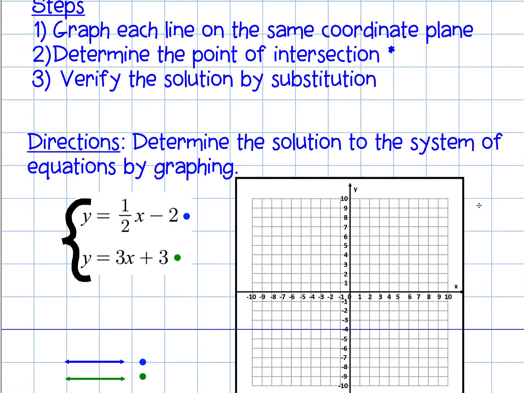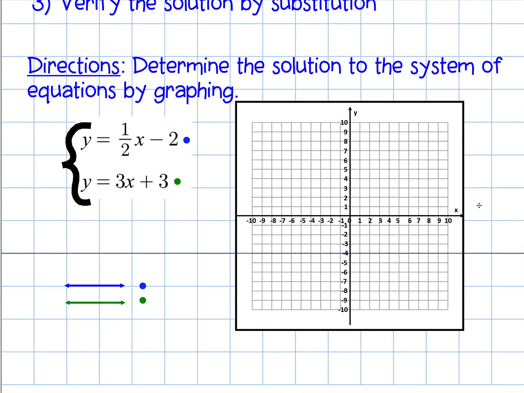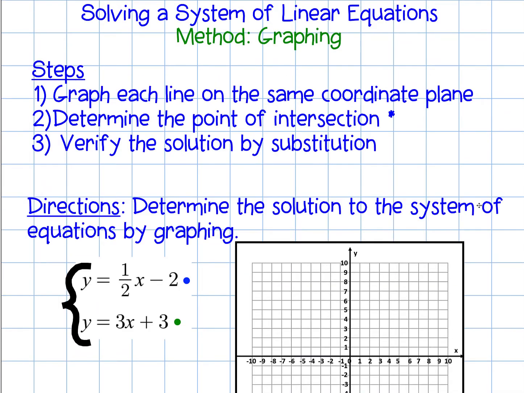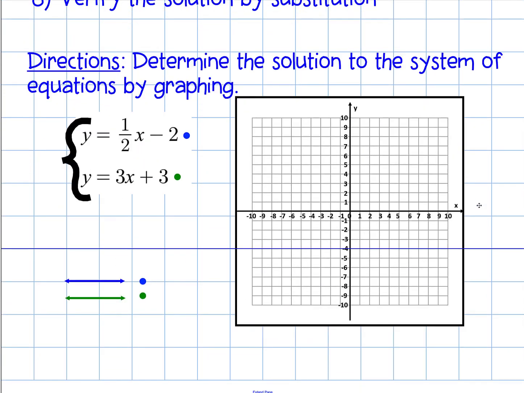Okay, so let's go ahead and try it. So here we have two linear equations. y equals 1/2 x minus 2, and y equals 3x plus 3. So according to our steps, we graph each line on the same coordinate plane. So let's go ahead and do that first. I'm going to call this first one line 1, so that's our line 1. And the second one here is going to be my line 2, just so we can keep them color coordinated. Okay, so what is my slope for line 1? So let's go down here and put our information for each line.